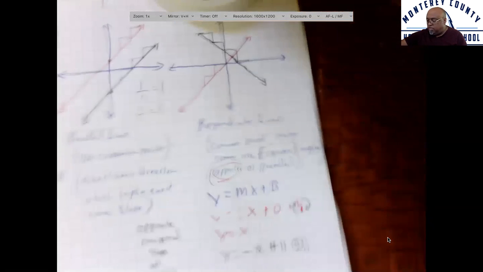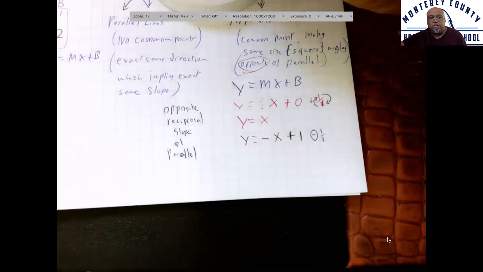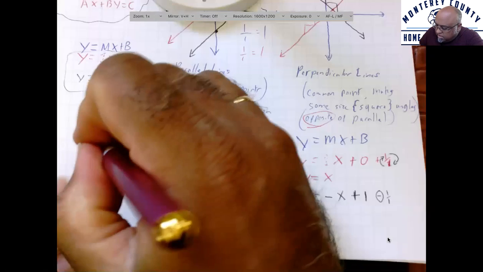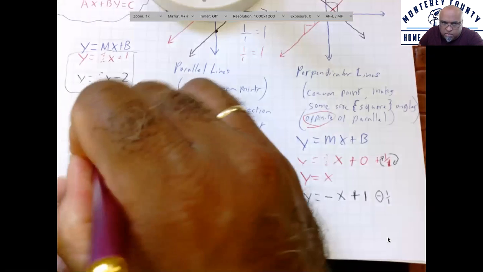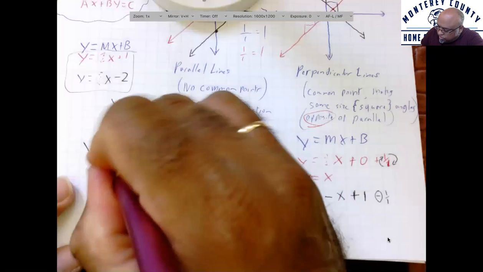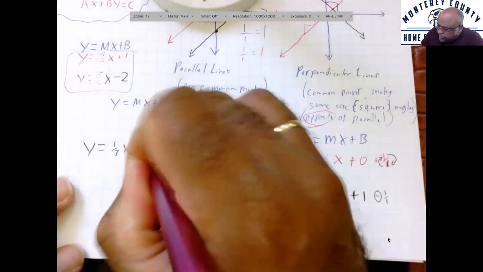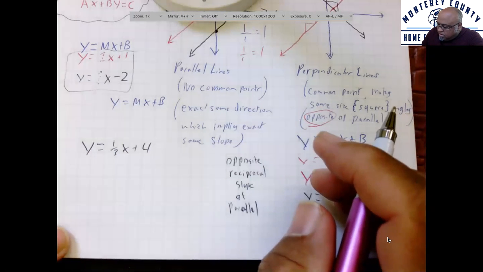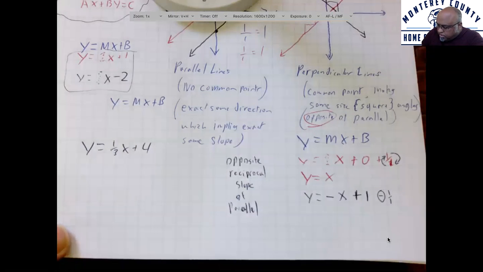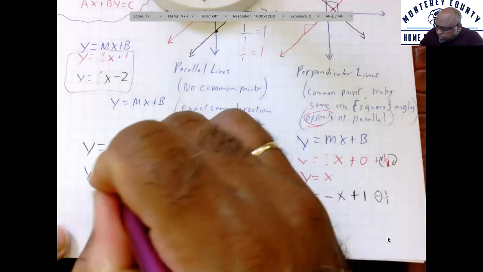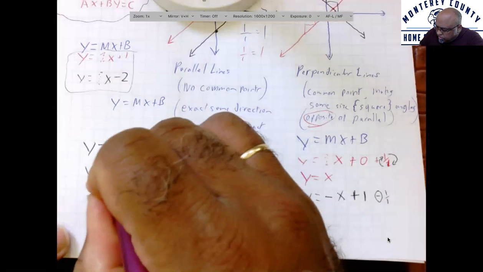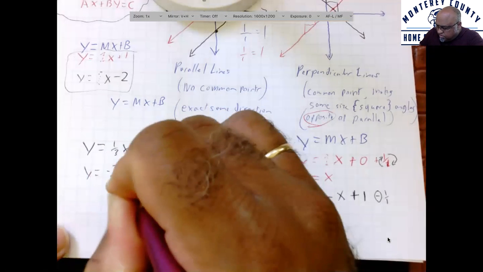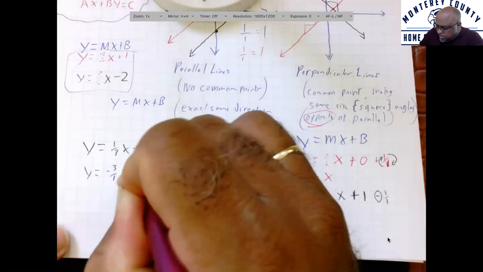I don't think I wrote that where you can see it. They are opposite and reciprocal in the slope of a parallel line. So what does that mean? Let's just say, I'm just going to make up an equation here. y is equal to 1/3 x plus 4. A perpendicular line would be y is equal to -3 over 1x. We'll just say minus 8.